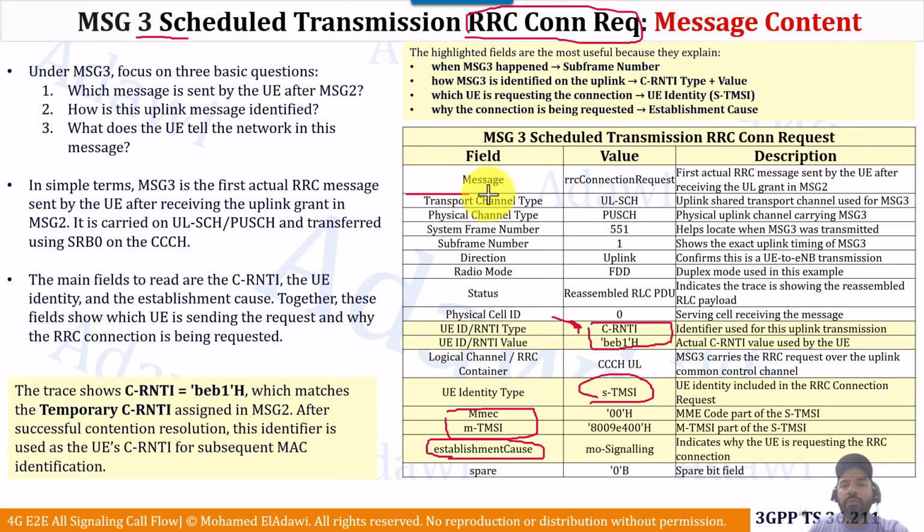And this gives other information about the channels being used. For example, this is the uplink shared channel, the direction is uplink, this is FDD, and this is the subframe number. That's all the information about message number 3.